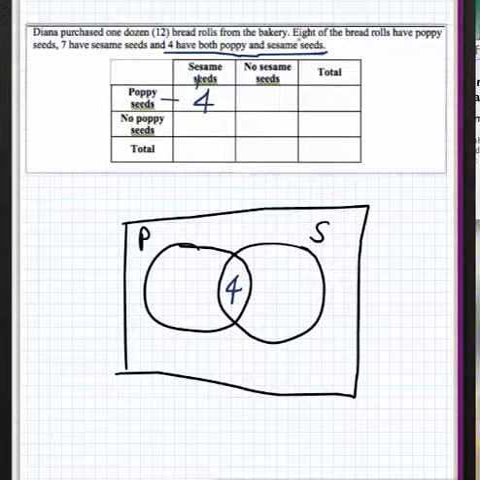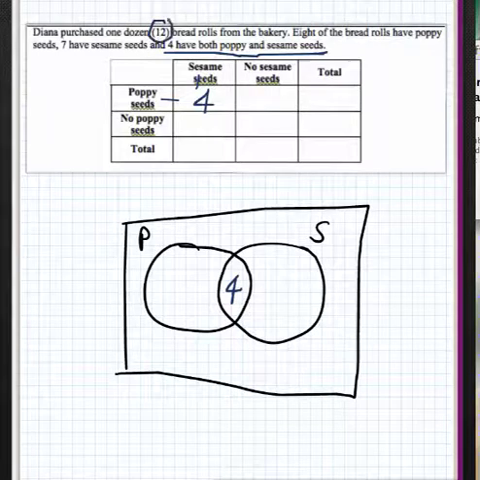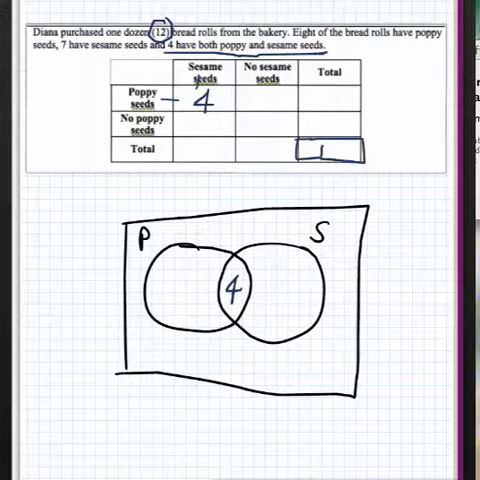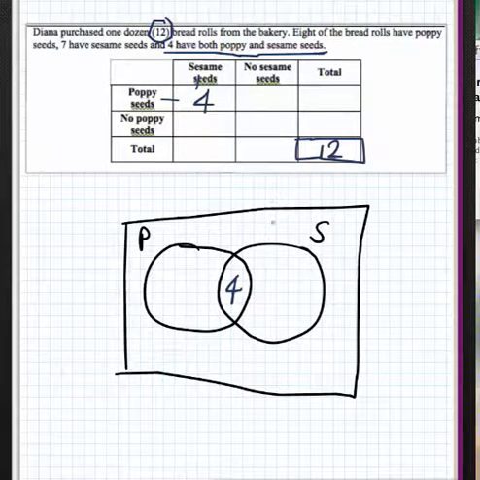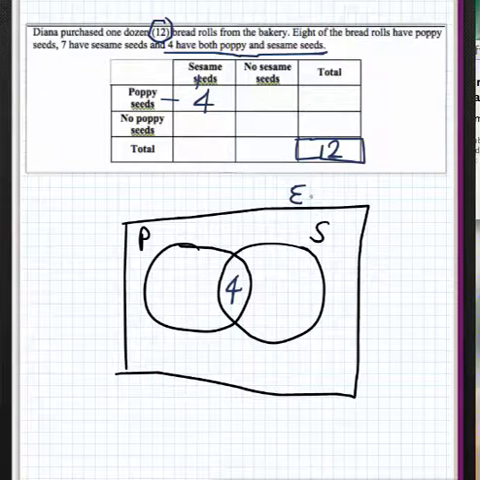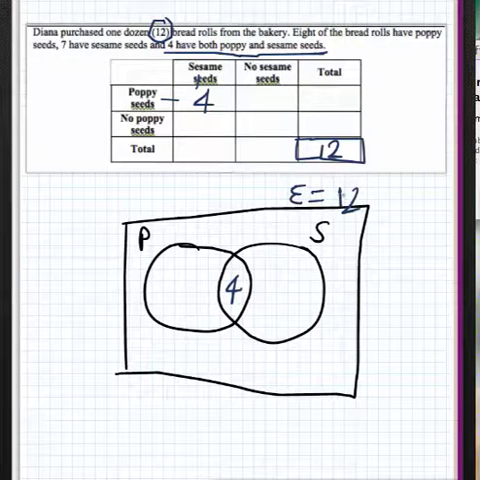Next, if we go back to the beginning, how many rolls do we have in total? We have 12. In a two-way table, this box down here is your total amount, and everything needs to add up to 12. So we can put 12 in there. In a Venn diagram, it's not in the actual rectangle, but up here we put the universal set or the sample space, or you can write S, is equal to 12, telling us there are 12 elements, or things, in this example. So that's taken care of.